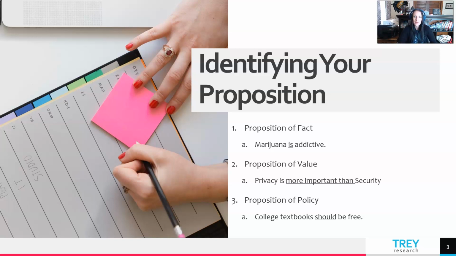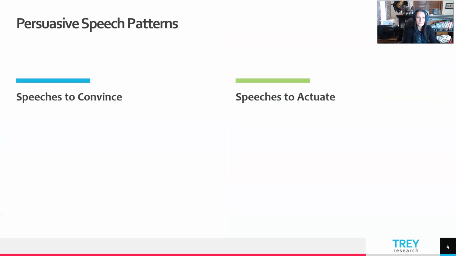So to sum up, fact arguments are going to argue about the factual status of something. Value arguments are going to compare and weigh the importance of two concepts. Policy propositions are going to challenge a rule, regulation, or policy and tell us how things should or should not be. So there are multiple different speech patterns that you might encounter.